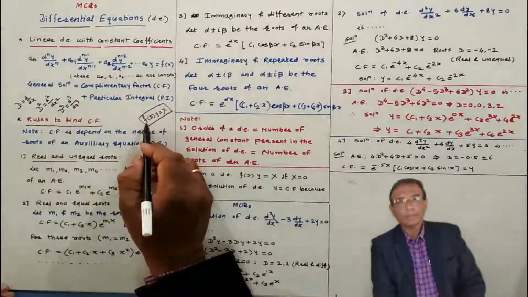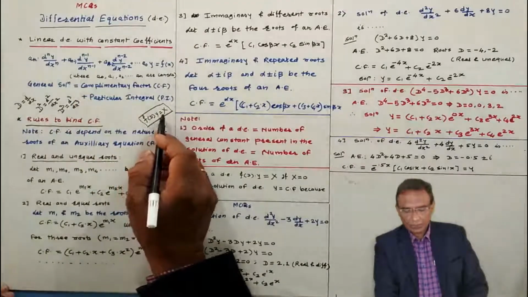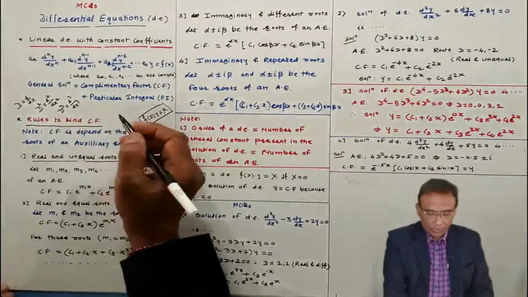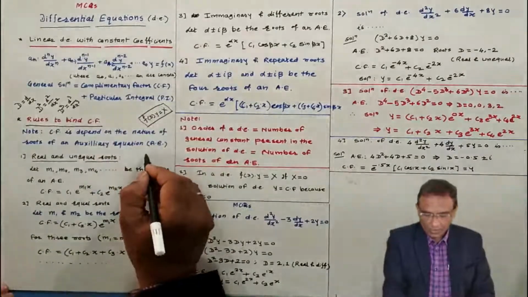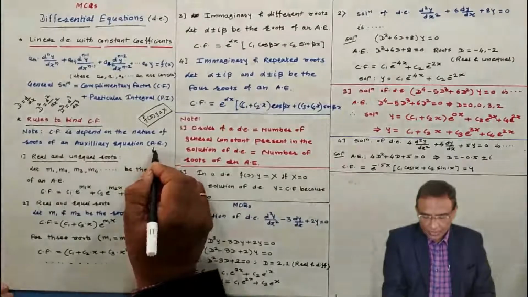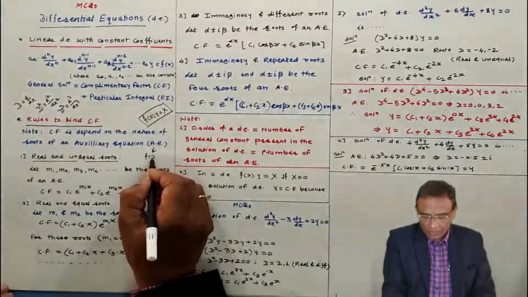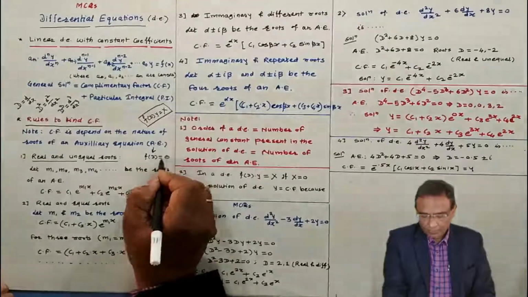For f(D) y equal to a function of x, f(D) equal to 0 is the auxiliary equation. What is the auxiliary equation? f of D equal to 0 is the auxiliary equation.